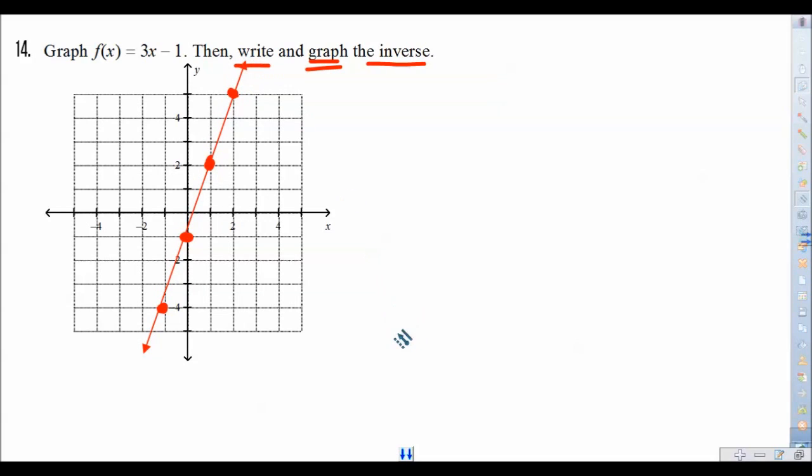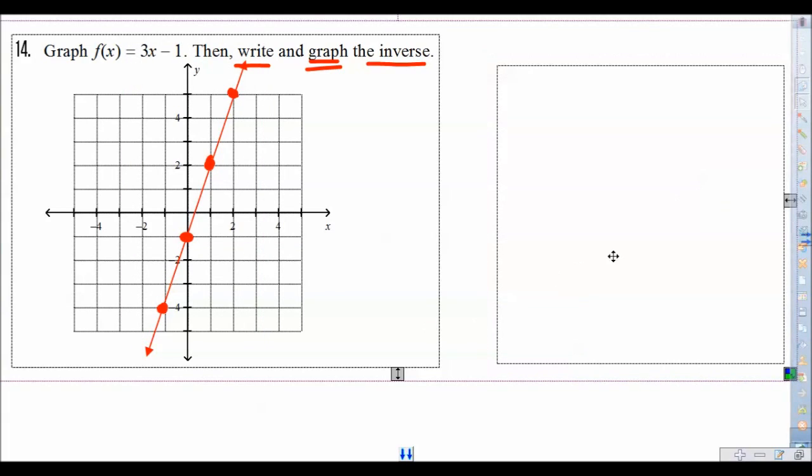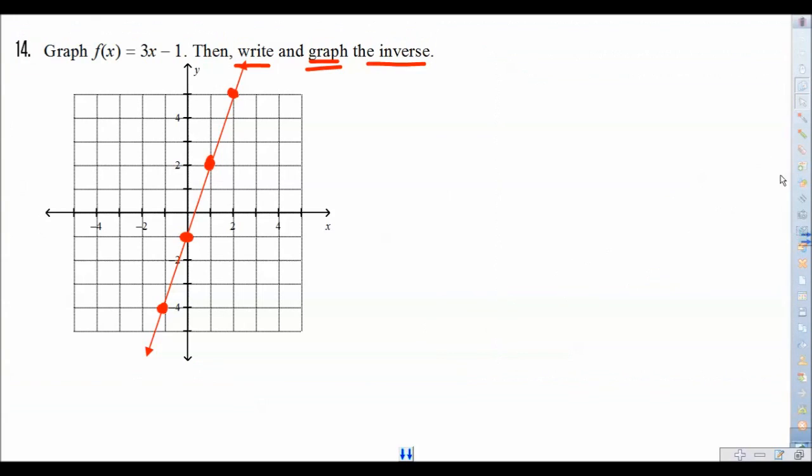Okay, so inverses, let me clean this up a little bit. That's better. So our inverse is the reflection over the line y equals x, right? So if this is our line y equals x right there, then what we can do to get our inverse is just swap all these x's and y's. So let's just start with this point down here. Isn't this at negative 1, negative 4? So let's go to negative 4, negative 1.